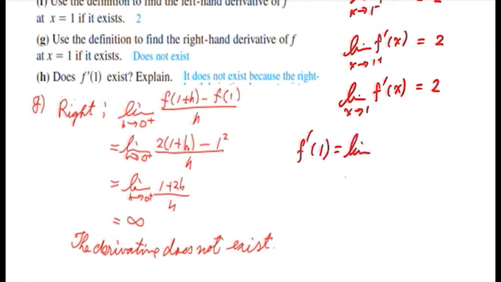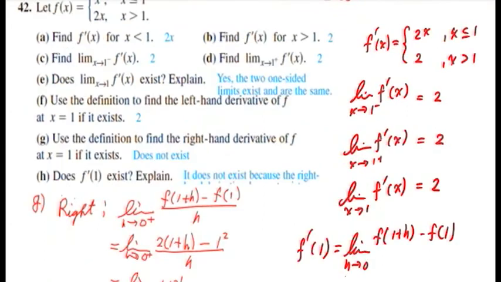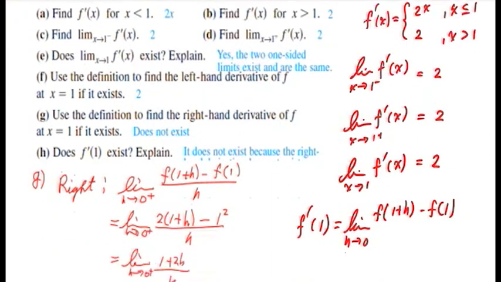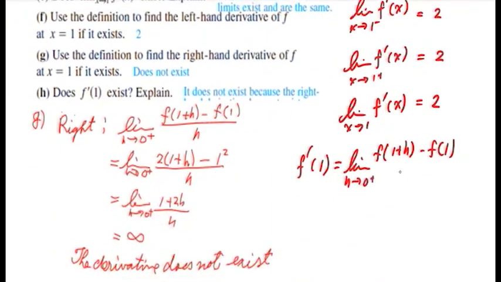Limit of h approaching 0 of f of 1 plus h minus f of 1. And let me just pick the side that doesn't work. So it's the right-hand side that's not going to work. So make h slightly positive. The left-hand side will be fine. It'll give you 2. Okay? Let's do this.